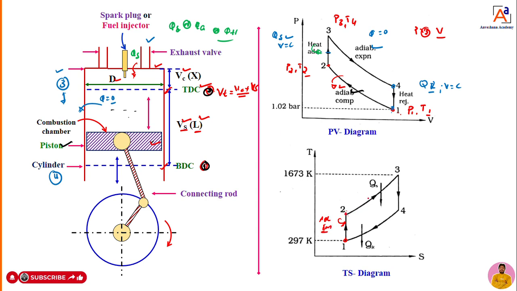Once the air-fuel mixture gets compressed, what are we doing now? You are going to add heat. That heat addition is represented as QS. Once the heat addition has taken place from 2 to 3, then what happens now?